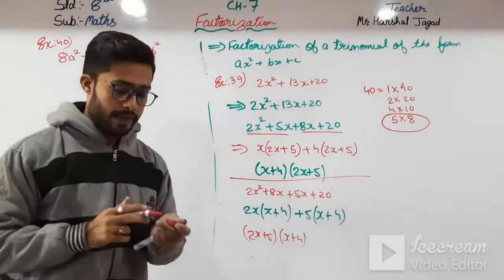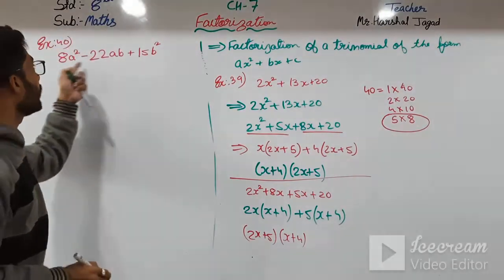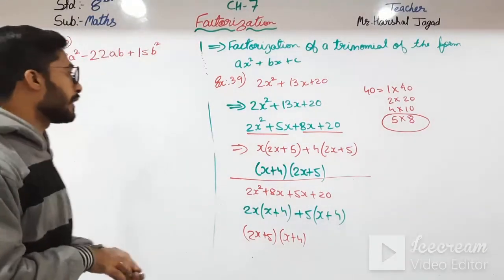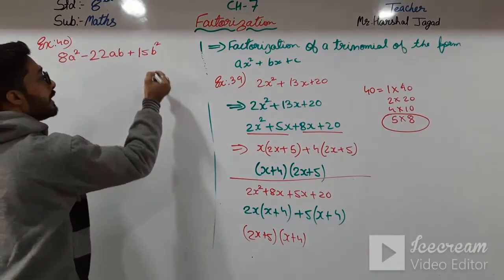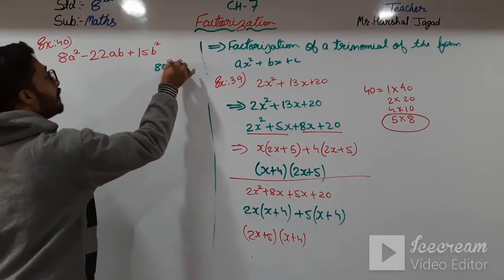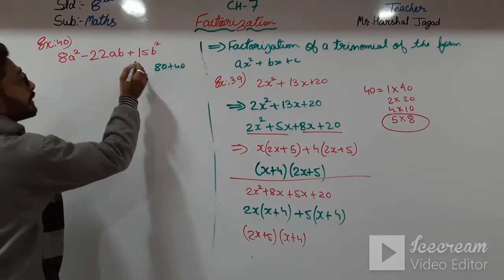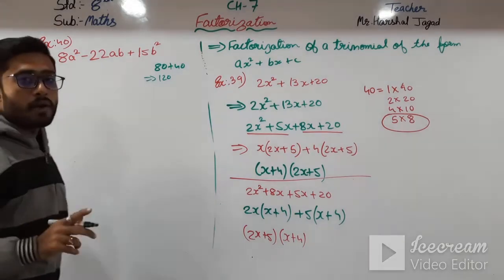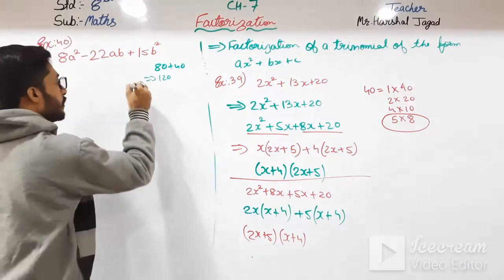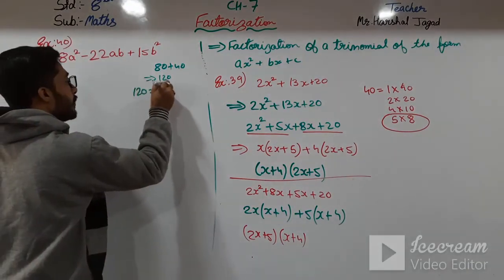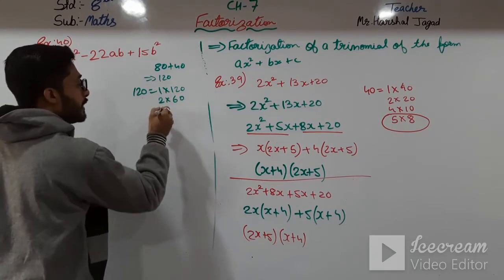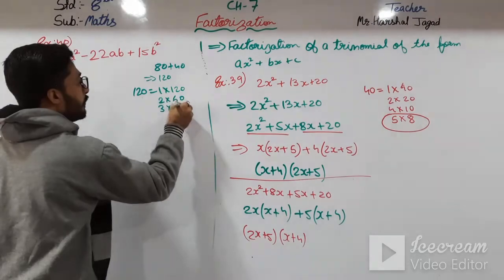First of all we have to multiply 15 with 8, and then take out the factors of it. Let us do that. So 15 into 8: 8 times 5 is 40, 8 times 1 is 8, so that is 120. So we have to take out the factors of 120. So 120 is equal to 1 into 120, 2 into 60, 3 into 40.